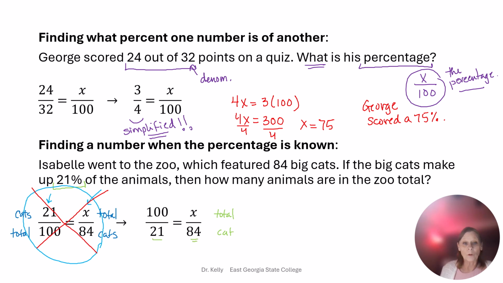So still, we're going to solve this the same way. We get to cross multiply here. So we have 21 times x is equal to 8,400. Divide through by 21. x is equal to 400, 120, I think.